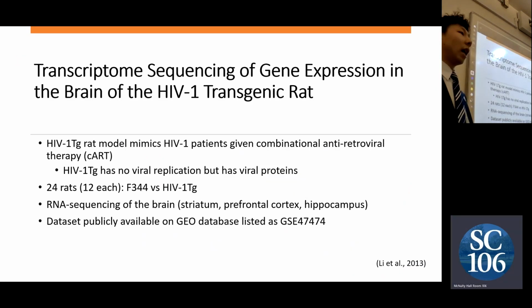Previously in our lab, we did a study on HIV transgenic rats, which mimic HIV patients on CART, the combinational antiviral therapy. We had 24 rats. We had 12 F344 control rats, and then we compared that with the HIV transgenic rats. We did RNA sequencing of the brain samples, specifically the striatum, the prefrontal cortex, and hippocampus regions. This data set was uploaded onto the GEO database, which is part of the NIH's public library, listed as GSE 47474.